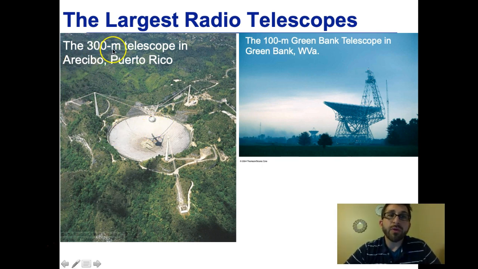Second is the 300-meter radio telescope in Arecibo, Puerto Rico. This dish is stationary, and they move the receiver on the top back and forth with these cables in order to see a part of the dish. They don't ever use the entire dish in its entirety, and I'll show you that in the next slide. You may recognize this, by the way, from the movie GoldenEye with James Bond.